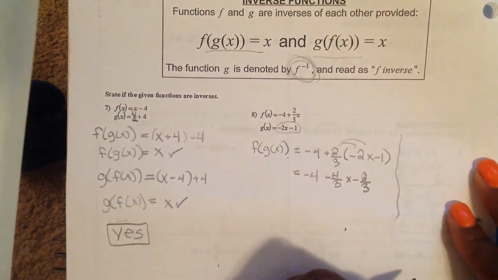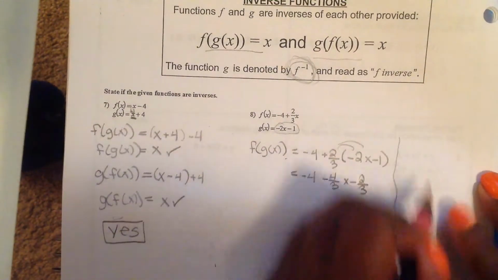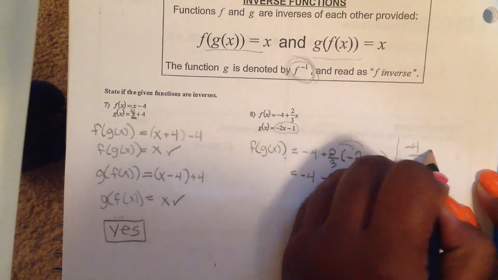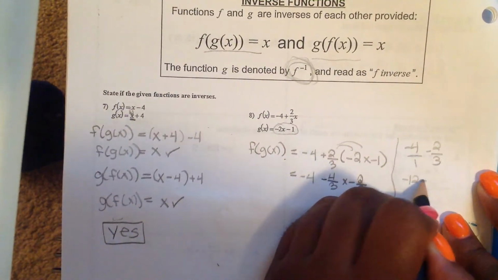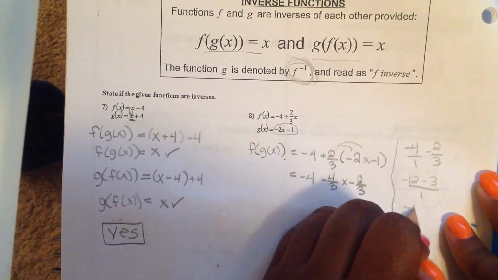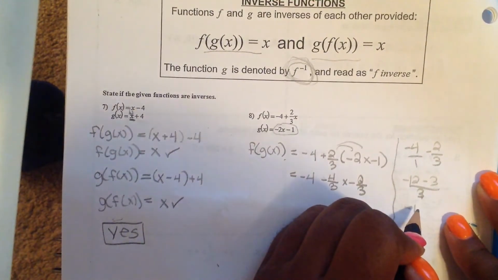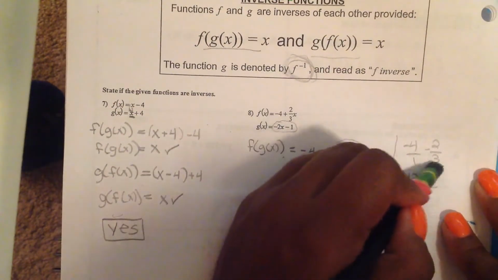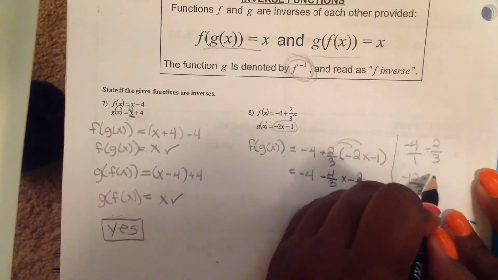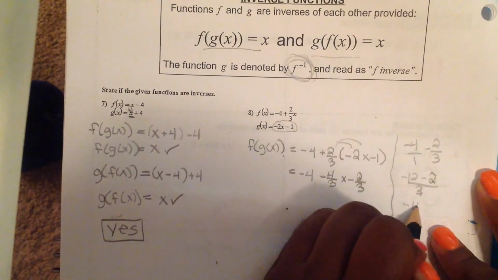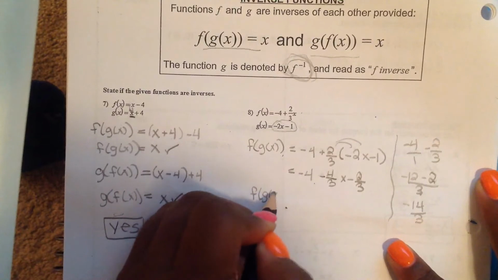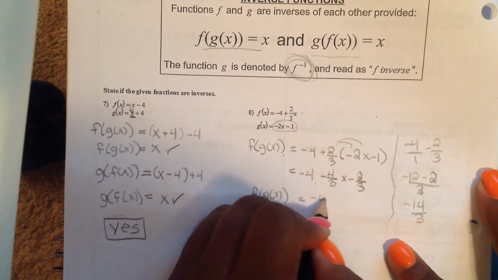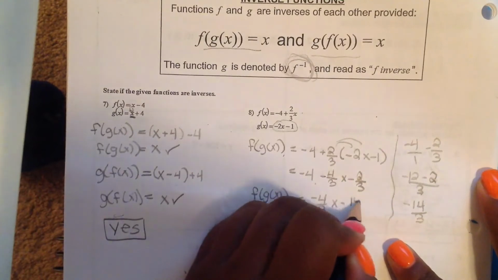I'm going to do my side work over here, do my little formula. I'm going to have negative 4 over 1 minus 2 over 3. So we end up with negative 12 minus 2, so we end up with negative 14 over 3. So our f of g of x ends up being negative 4 over 3x minus 14 over 3.